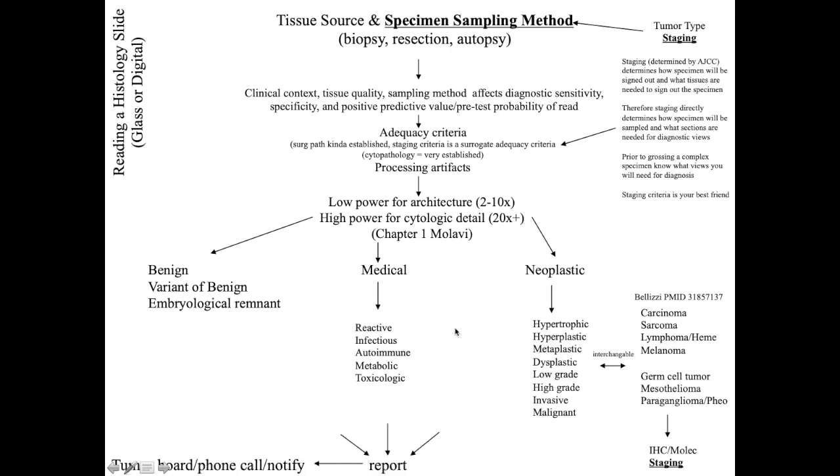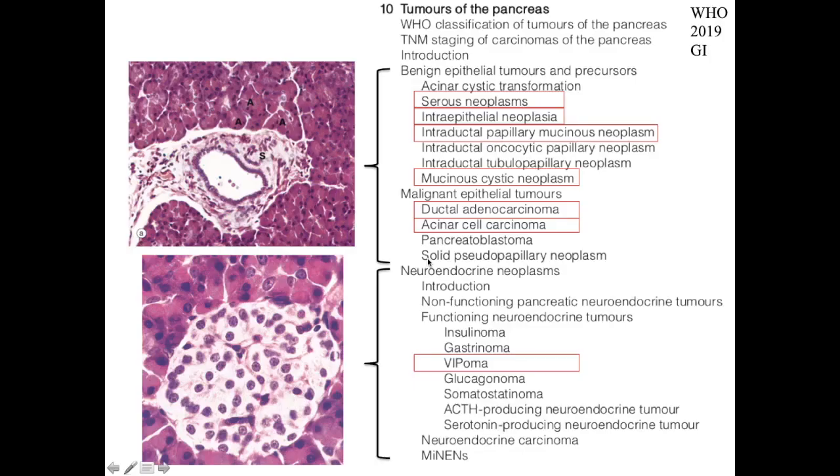And then usually when you finish your workup, you write the report, and then you'll present at tumor board, call the clinician, notify them so they're aware of what's going on with the patient and what the pathology is showing. So in the pancreas, this is just the pancreas.